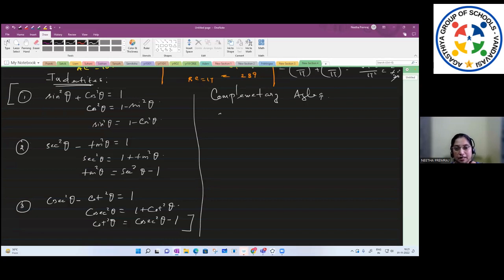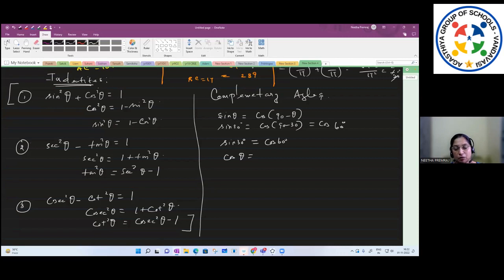For example, sine theta is equal to cos of 90 minus theta. So for example, sine 30 is given. You can write cos of 90 minus 30, that is equal to cos 60. So sine 30 is equal to cos 60. So you can write sine 30 as cos 60 if the sum demands. So both are equal. These two are complementary angles. Similarly, you can write the complementary angles for the rest of the trigonometric ratios also.